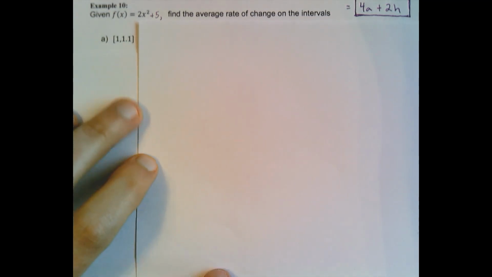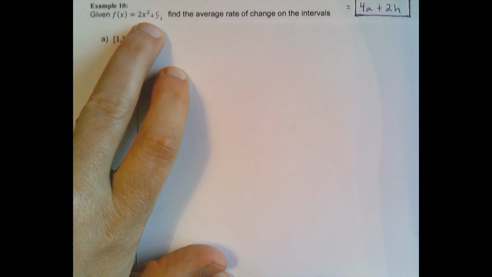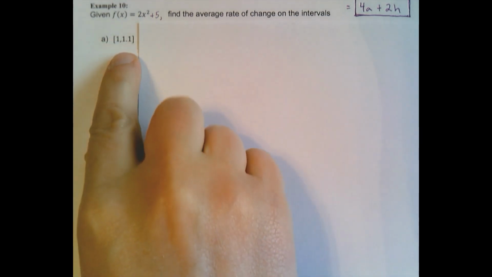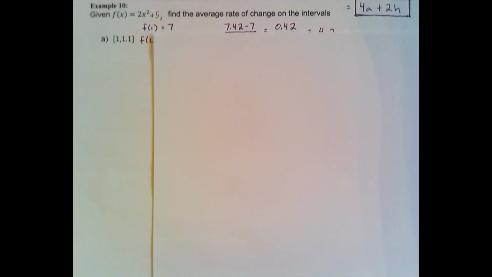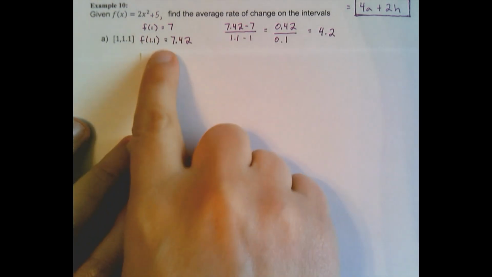All right, looking at example 10, the problem is almost exactly the same as number 9. You'll notice the change here is that we have 2x squared plus 5 instead of 2x squared minus 5. And let's see how that plays out. Let's take a moment to calculate your average rate of change from 1 to 1.1. And since it is almost the same, I'm going to move through it rather rapidly.